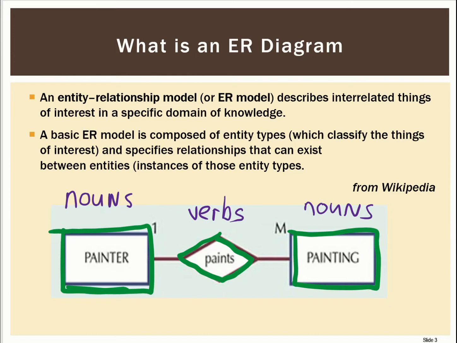One last thing, the difference between an entity and an entity type. So we're going to say that the entity type is painter, but an entity is a specific instance of that type. So Leonardo da Vinci would be an entity. Similarly, painting would be an entity type, but the Mona Lisa would be an example of an entity.